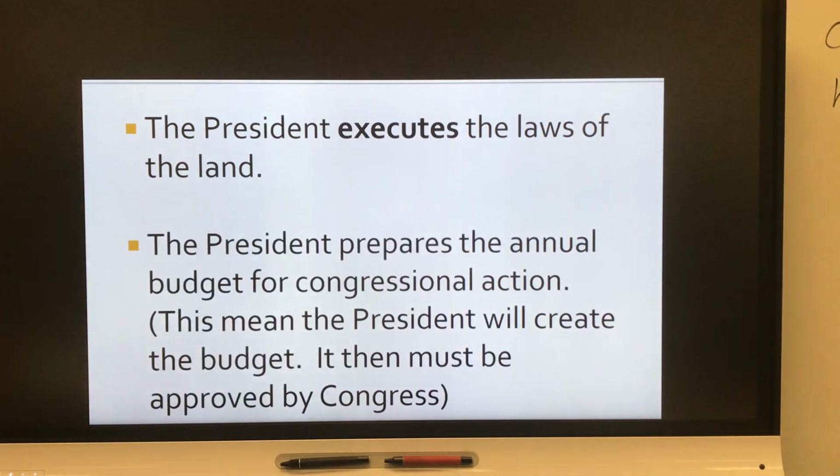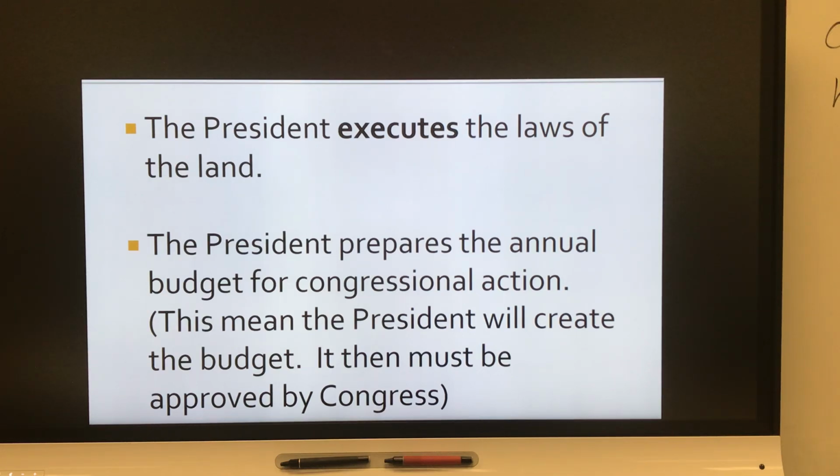Okay, moving on to the next slide. Now we get into the powers of the executive branch. So really the structure is just that. The structure of the executive branch is it's headed by the president. Now we get into some of the main jobs and the main powers of the executive branch. The main job: the president executes the laws of the land.